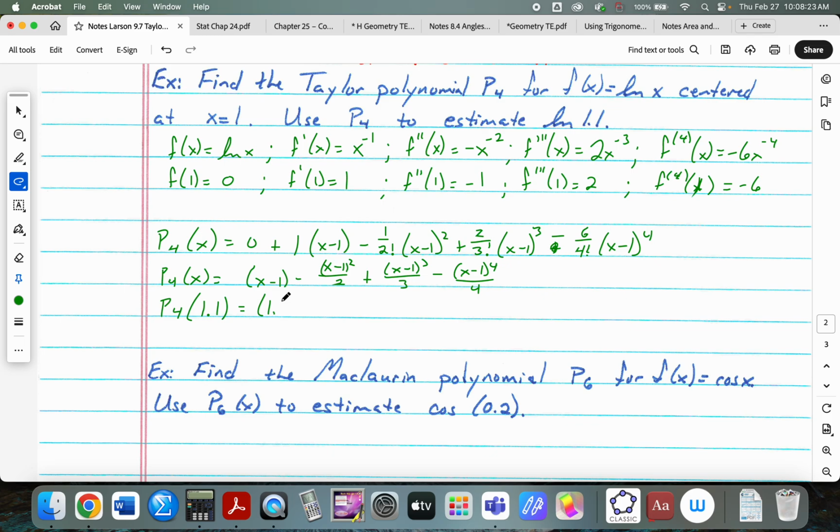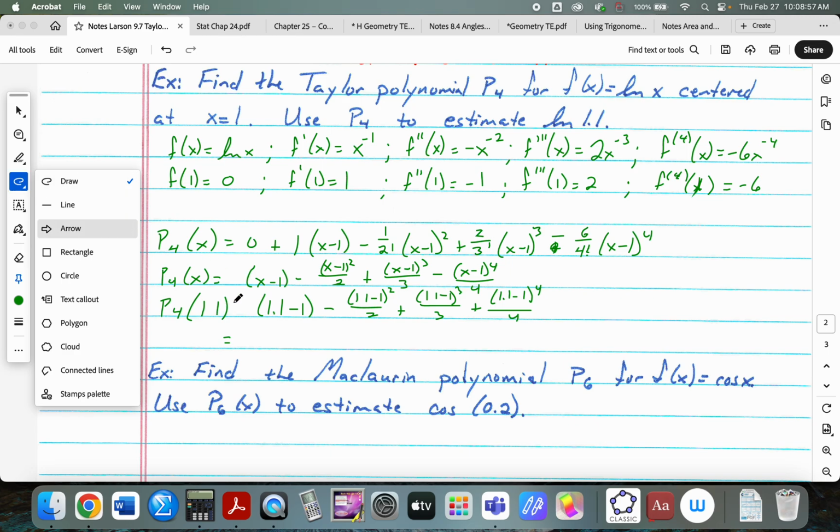So that's going to be 1.1 minus 1 minus 1.1 minus 1 squared over 2 plus 1.1 minus 1 cubed over 3 plus 1.1 minus 1 to the 4th over 4. And I should not have put an equal sign here. I should have put, that's approximately equal to.